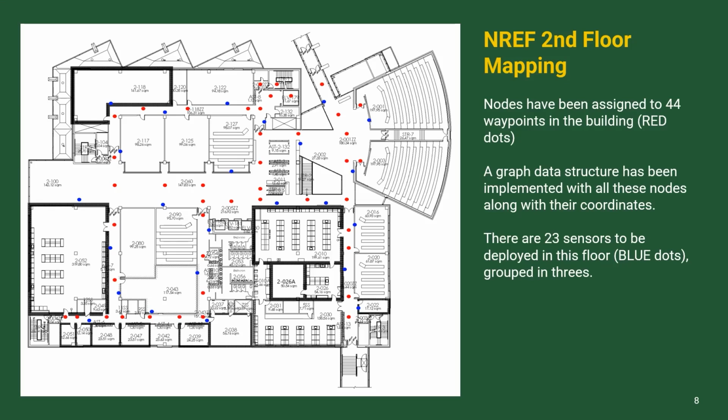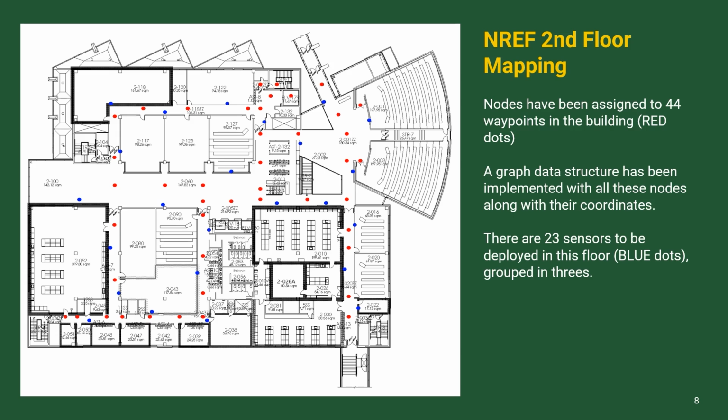The video you just watched was taken on the second floor of U of A's Natural Resources Engineering Facility, or NREF building. This was where we conducted the experiment for this project. Across this floor, nodes have been assigned to 44 waypoints. These are the red dots that you see on this floor plan of the NREF second floor. This whole floor was represented with a graph data structure in our Python server code, which has all these nodes and their coordinates recorded using an AutoCAD scaled model of the floor to capture the actual geographical distances of these nodes in the real world.